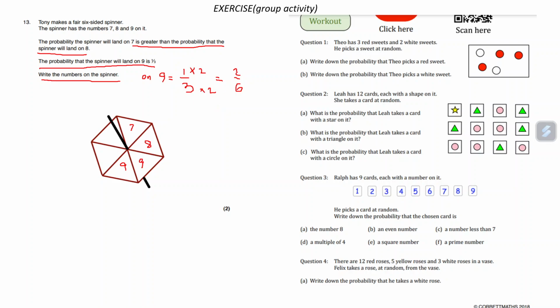Now, let's check what we are trying to say. Now, look at the next question here. The next question says, the probability the spinner will land on 7 is greater than the probability that the spinner will land on 8. So therefore, 7 will appear more than the 8.